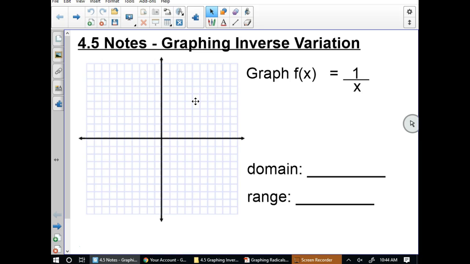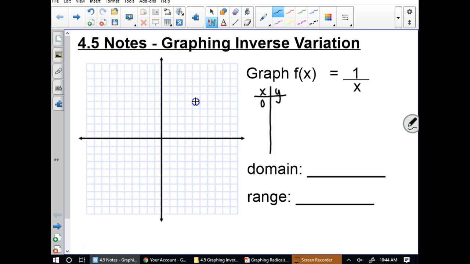So we're going to have a special feature on these graphs called asymptotes that we have to learn about. And to introduce that, let's make a chart so we can graph 1 over x. Okay? So, to begin with, if I plug in 0, what do I get? I do not get 0. I do not get 1.